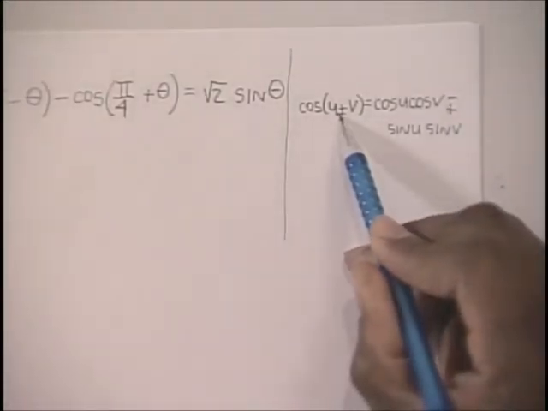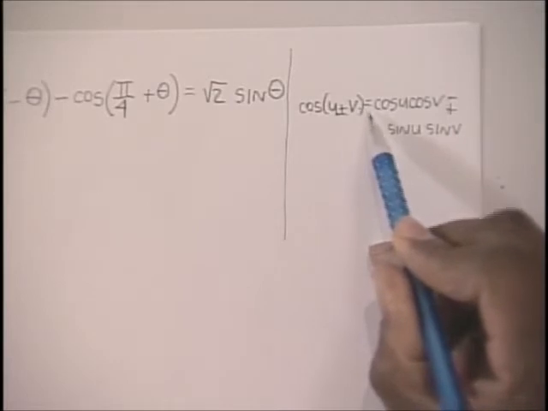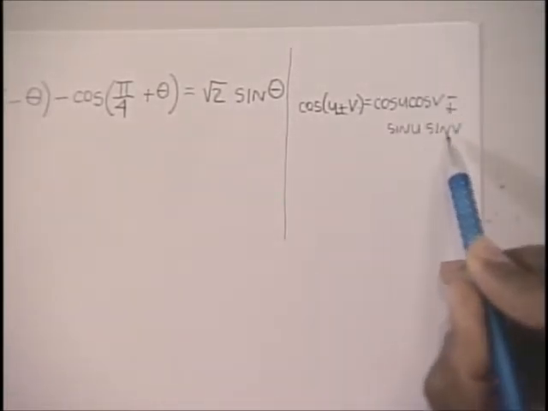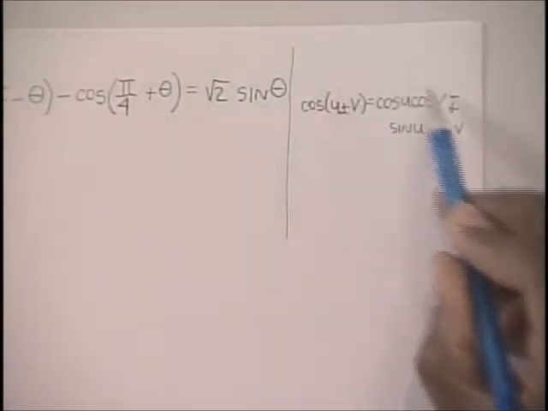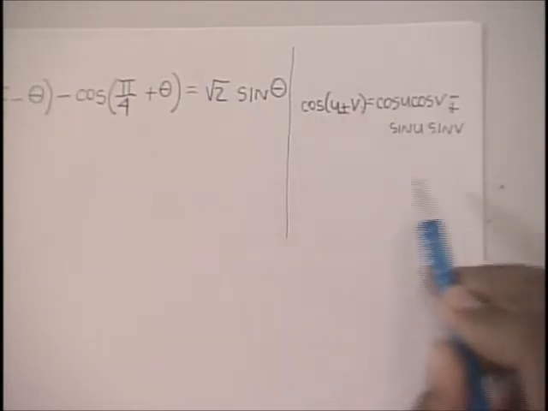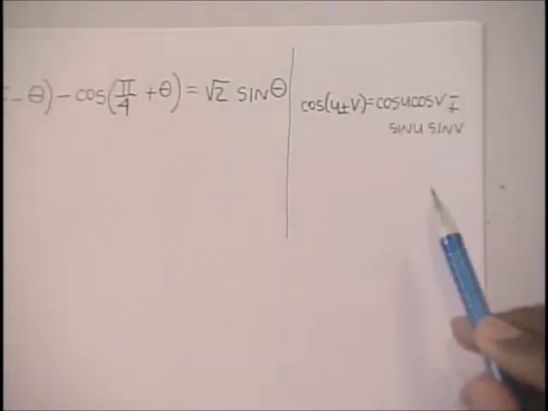If you have the cosine of u minus v, then you take the cosine u cosine v plus sine u sine v. So this one expression actually represents two different identities. The reason why they write it like this is so they don't have to write two different statements.